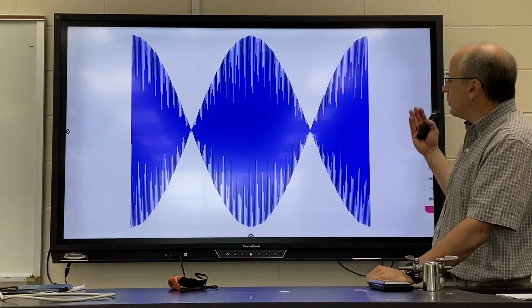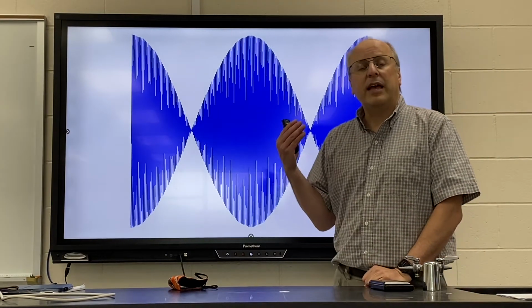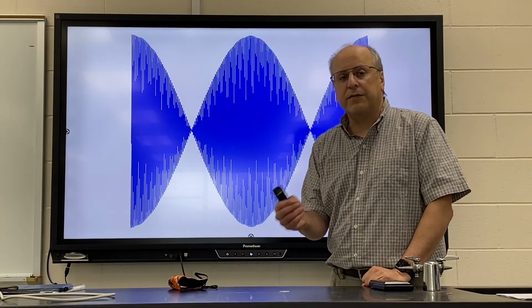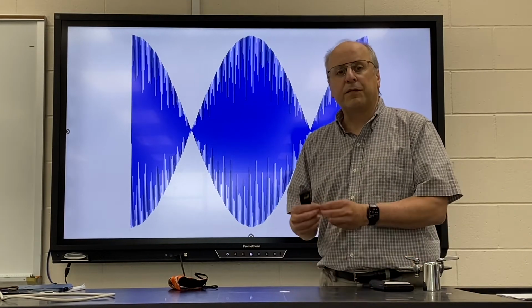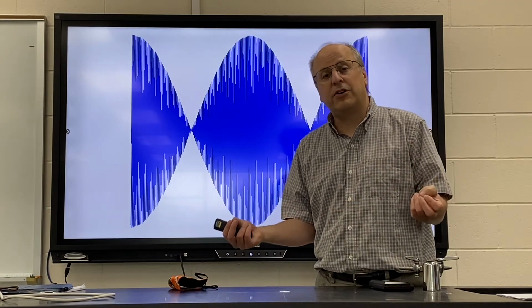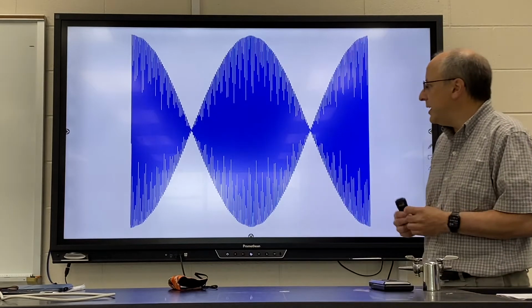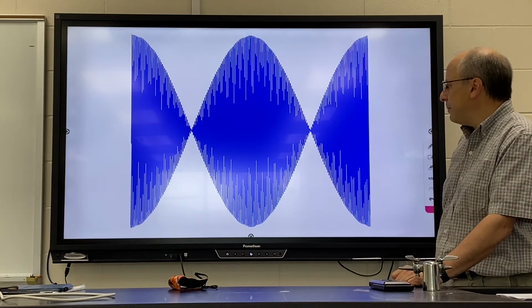In this case, they were 256 hertz and 257 hertz. Again, slightly different frequencies. If the frequencies are more than about 7 hertz apart, you will not be able to detect this pulsation of the amplitude.